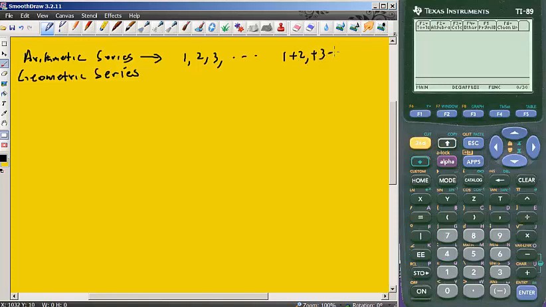Plus 3 plus 4 plus dot dot dot. This is a series. So this is a sequence, and this is a series.